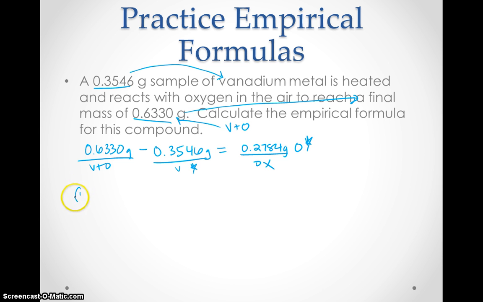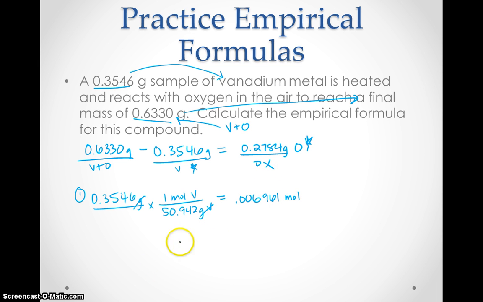Our first step, turn those things from grams into moles. I start with vanadium because it comes first in the problem. You always start with the element that comes first in the problem. Vanadium is element number 23 on the periodic table. So when you look up its molar mass, it's 50.942 grams of vanadium for every 1 mole. And again, my grams go on the bottom to cancel. And when I do that math in my calculator, I need 4 sig figs in my answer. I get 0.006961 moles.